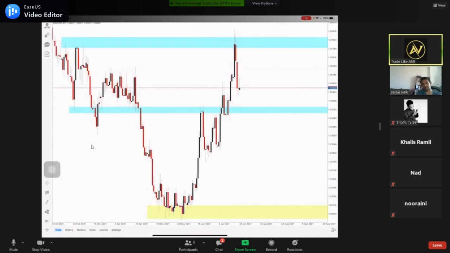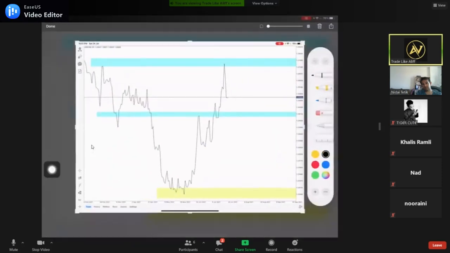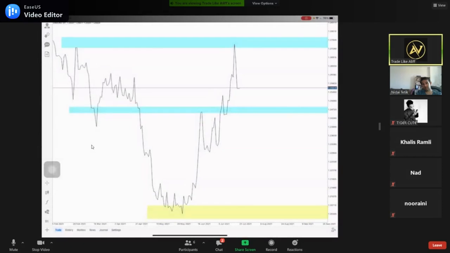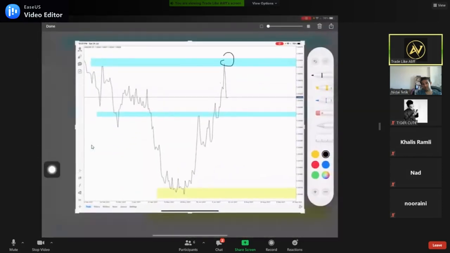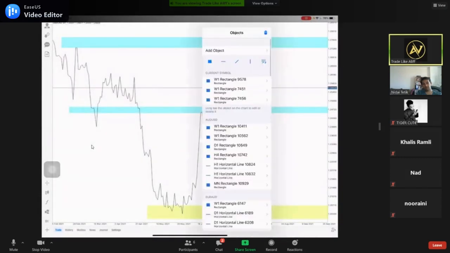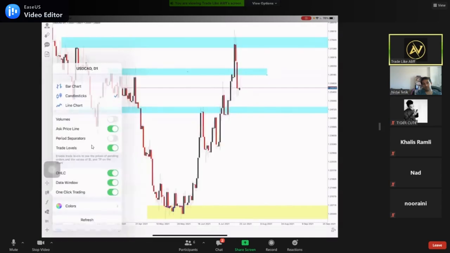One, two, three. So Friday last week we were here. Okay, we can get this buy. Let's say we want to wait here, or we want to get this buy, just follow the breakout. You see, here breakout.